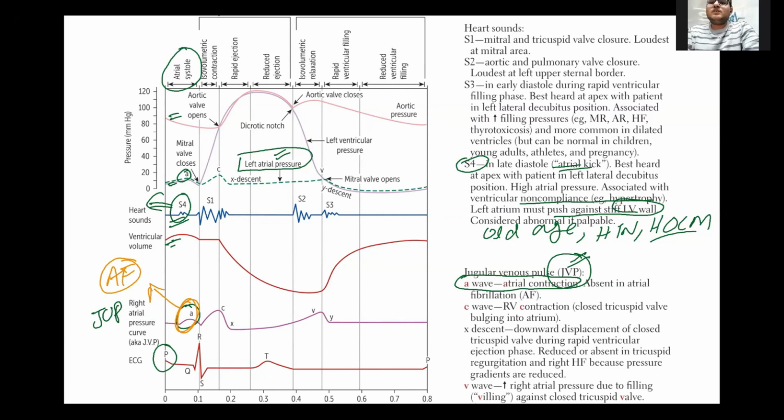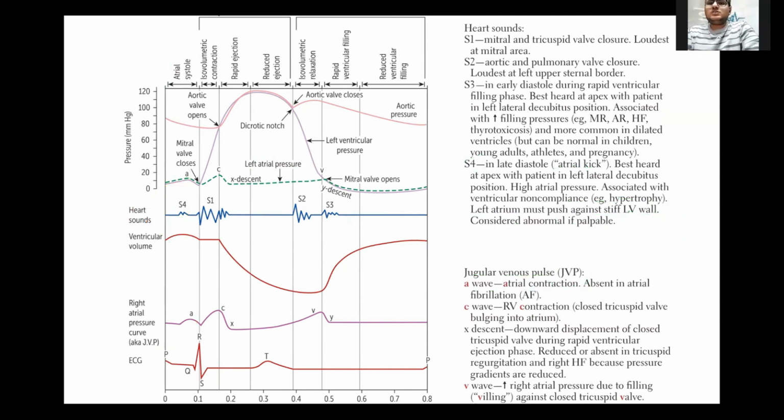This A wave is absent. So there will be absence of the A wave, which is due to atrial contraction. This is a very important pathology. The next pathology, due to production of S4, we discussed in old age, hypertension and HOCM. These are the most important. Next we will discuss the changes.